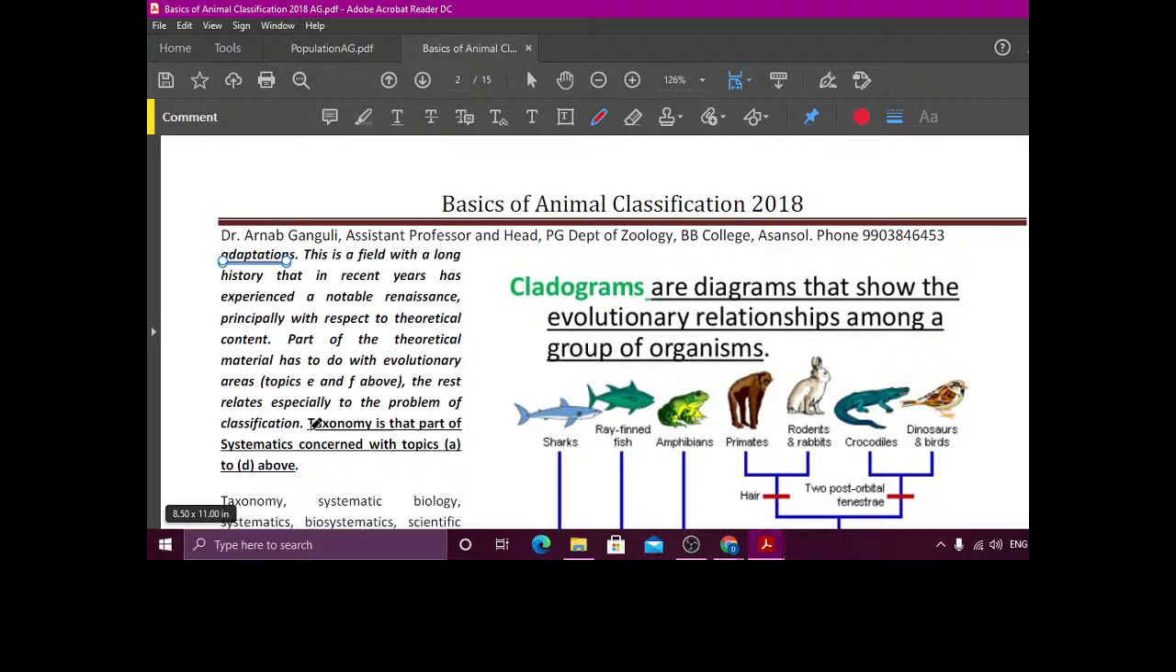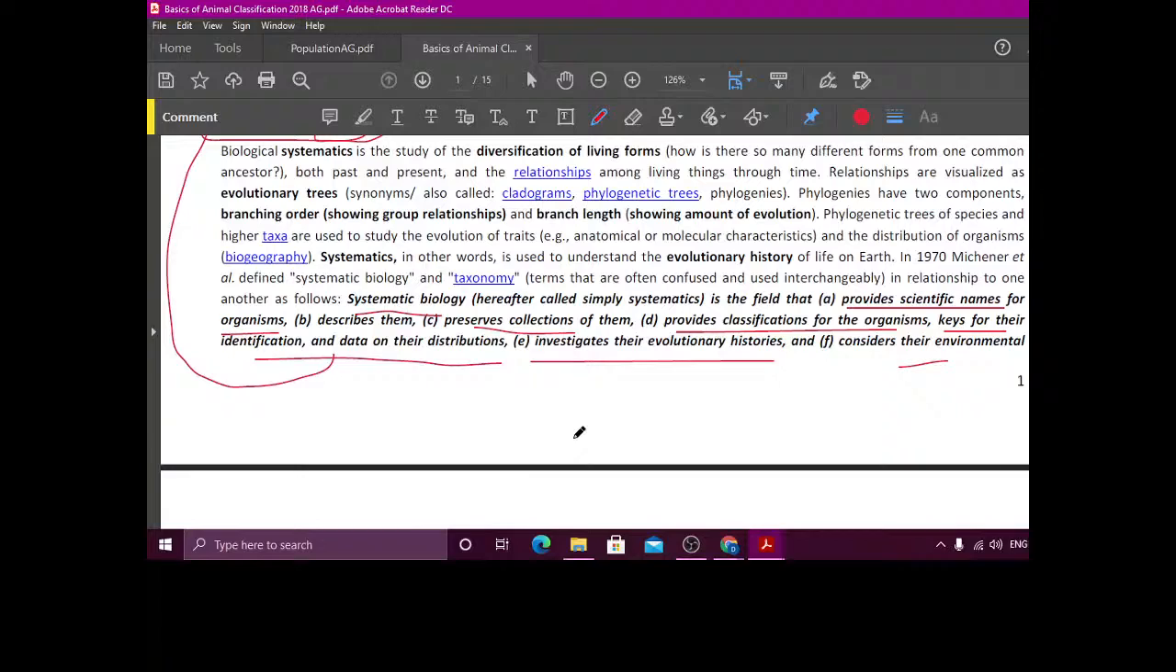So taxonomy is that part of systematics concerned with topics A to D above. So A to D are taxonomy. It provides scientific names for organisms. It describes them. It preserves collections of them. It provides classifications for the organisms, keys for their identifications, and data on their distributions. And when you talk about systematics, you talk about these four, as well as you investigate their evolutionary histories and consider their environmental adaptations.